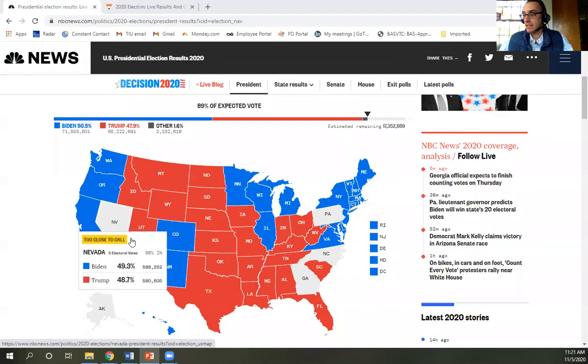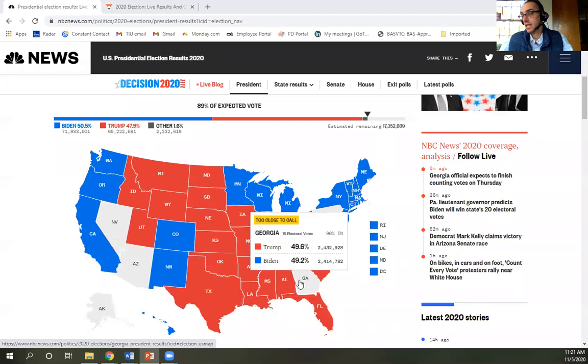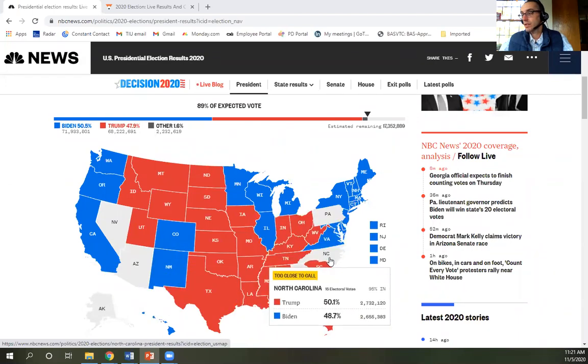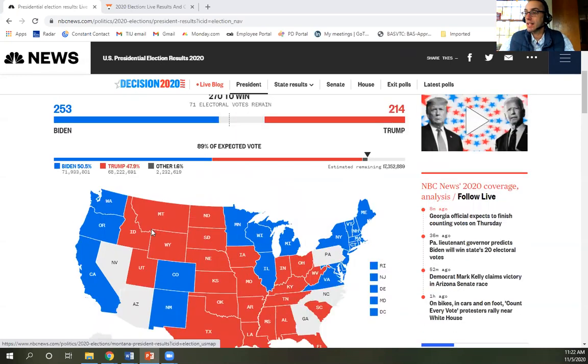Nevada has 6, Arizona has 11, Georgia has 16, that's a lot. North Carolina has 15, and Pennsylvania is the biggest prize that's left. Of those 5 remaining states that we don't quite know who won yet, Pennsylvania is the biggest. If Joe Biden wins Pennsylvania, he's there. He's the president.